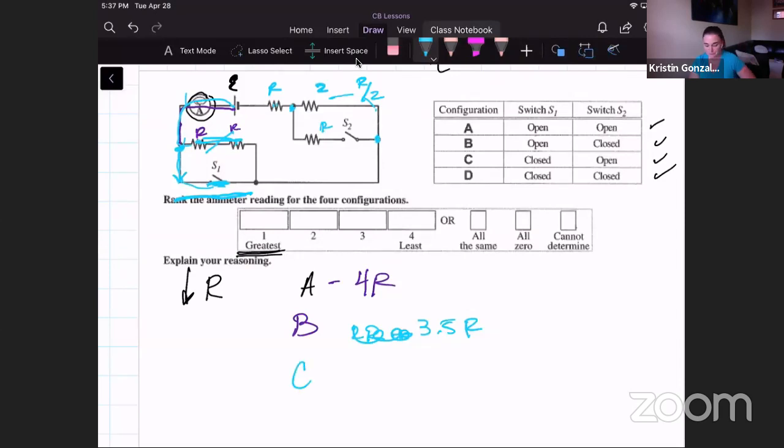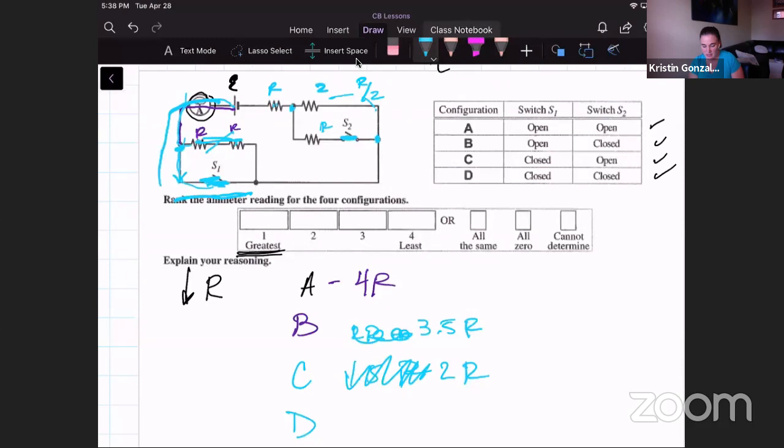So for C, if I had just the 1.5 for my resistance. And then if we do the last one, closed, closed. Oh, switch 1 was open, so it couldn't go down through the bottom. Oops, this one should be just 2R. Sorry, guys. And then D, if they're both closed, again, we got a short circuit.